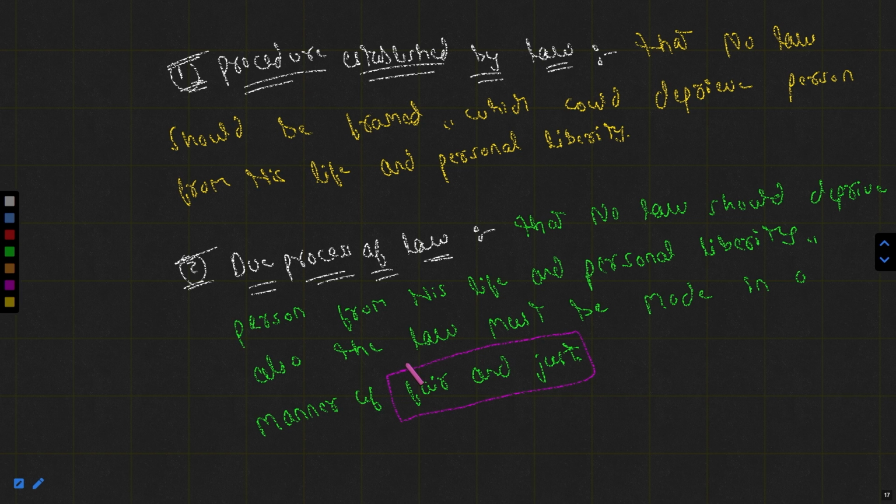Got it? So that is the picture. Here you could see that this is the large scope.